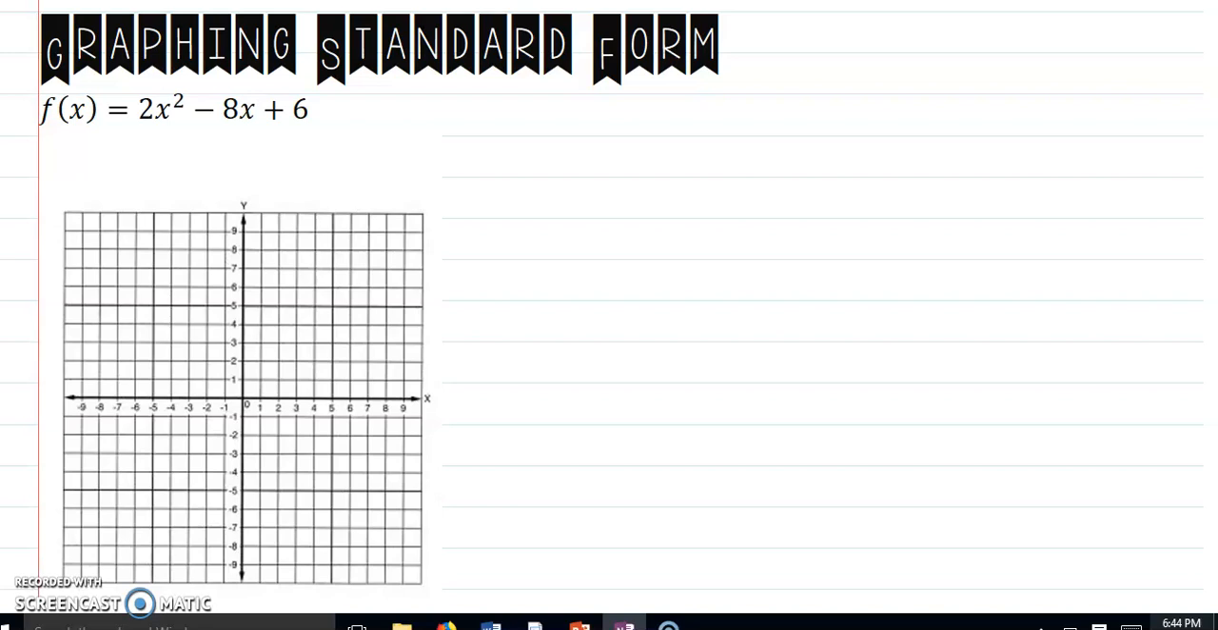In this video, we're going to learn to graph standard form of a quadratic, vertex form, and also intercept form. The first one's in standard form, and we can tell this is in standard form because it's written as ax squared plus bx plus c, where we have an x squared, an x, and a constant term, no parentheses or anything. It's the most basic form of a quadratic or a trinomial.